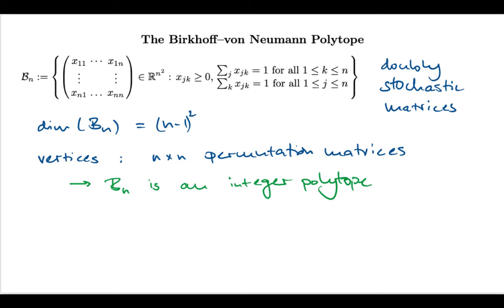The Birkhoff-von Neumann polytope of a given size n is the set of all doubly stochastic n by n matrices. We realize this is a polytope of dimension (n minus 1) squared, and it is an integer polytope. You can see that because the vertices are the n by n permutation matrices, so they have entries all zeros and ones. And so the motivating question of what I'm doing now is to compute the volume. This is a famous question, and indeed this question is open for n greater than or equal to 11.